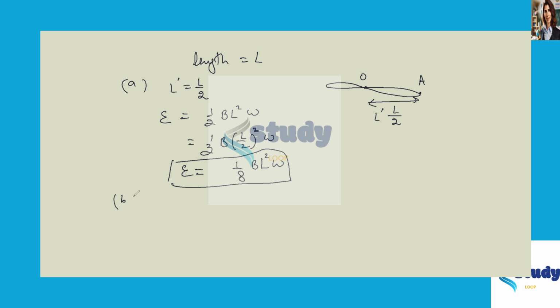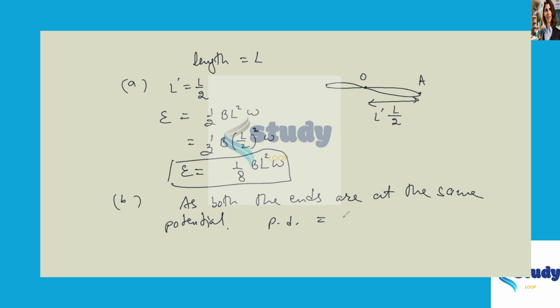Now, in the second part, we have to find the EMF induced between both the ends, but as both the ends are having the same potential, we can say the potential difference between them comes out to be 0.